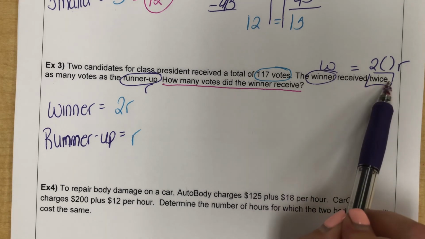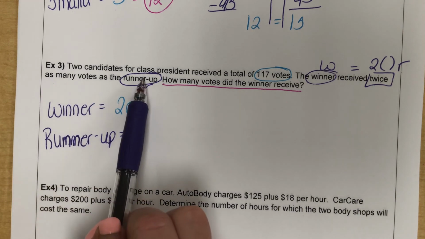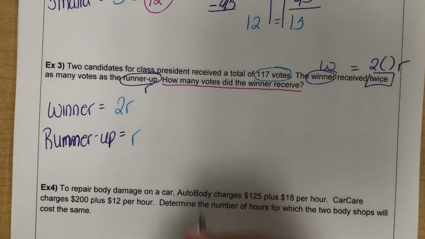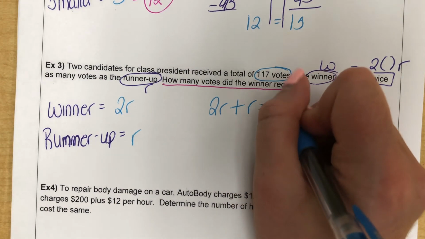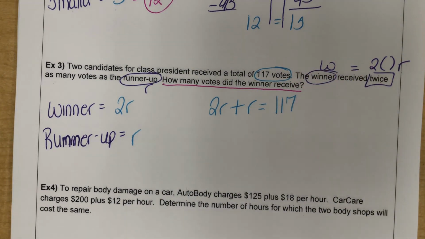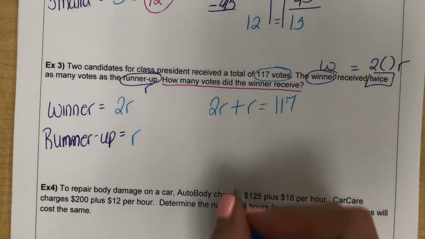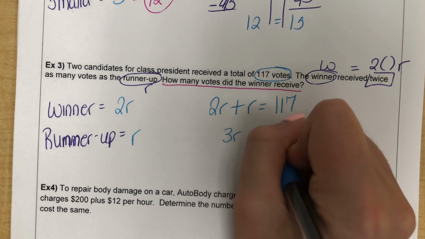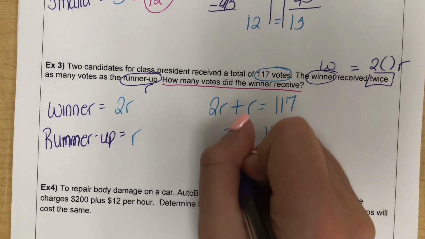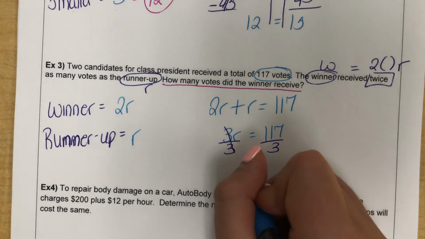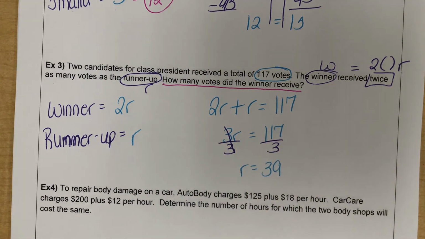The winner received twice as many votes as the runner-up. So when I add the votes from the winner with the votes from the runner-up, all together, that's going to be 117 total votes. And that's going to be the equation that I'm going to use to solve for R. That would be the runner-up. So 2R plus R is 3R, and that's going to equal 117. The opposite of multiplication is division. I'm going to divide out 3 on both sides, and we know that R equals 39.